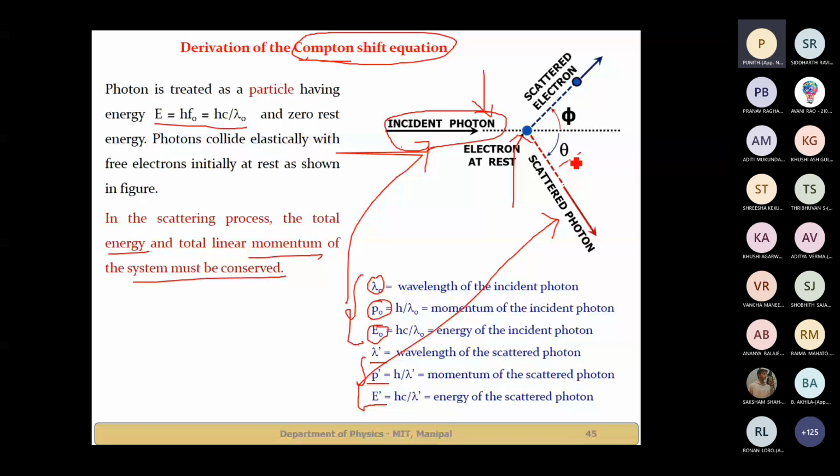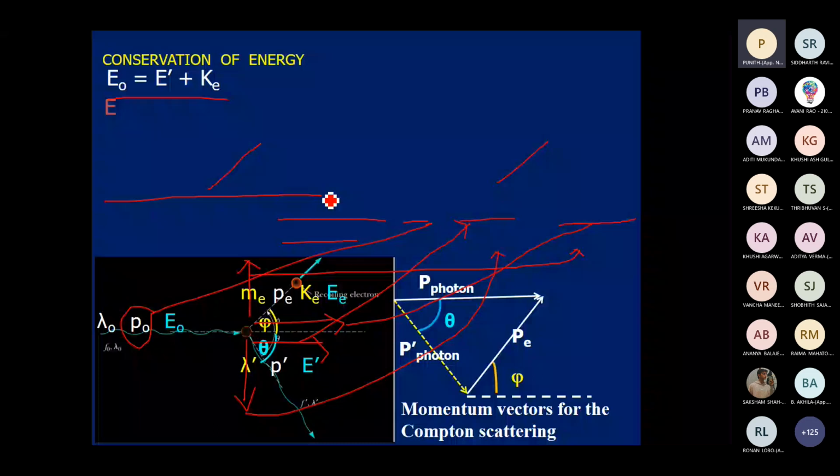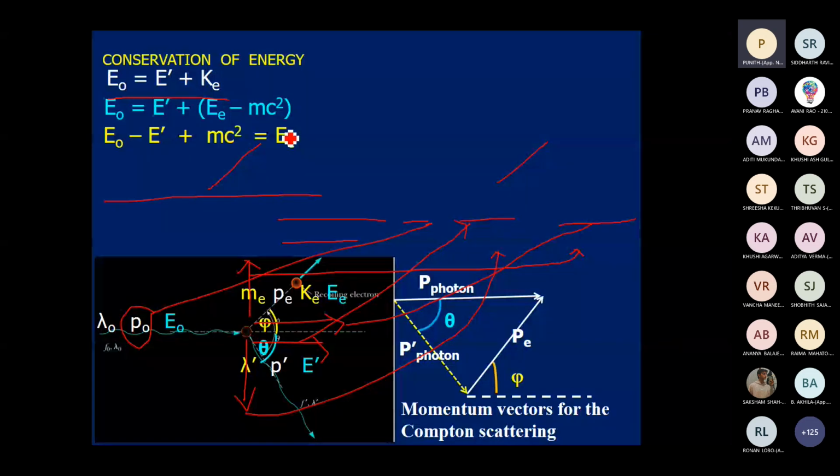With this, you need to set up two equations: conservation of energy and conservation of momentum. Conservation of energy says that the incident energy is equal to the scattered energy plus the kinetic energy of the electron. Writing down the relativistic expression, substituting for K, you get E minus mc square, and then rewriting the equation and squaring it, the two terms m square c to the power of 4 get cancelled, in order to determine the momentum of the scattered electron.